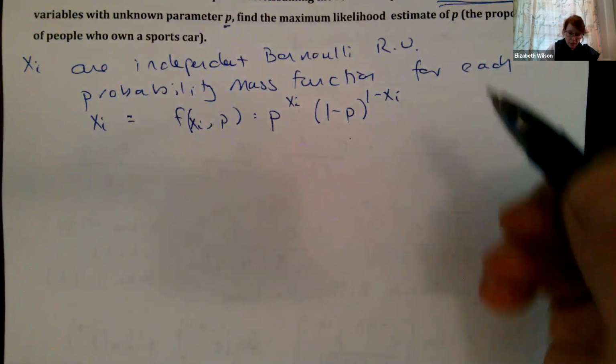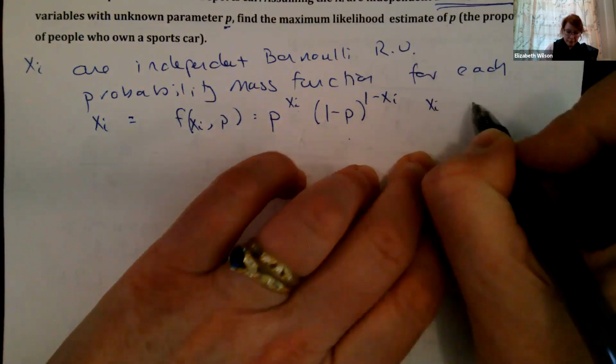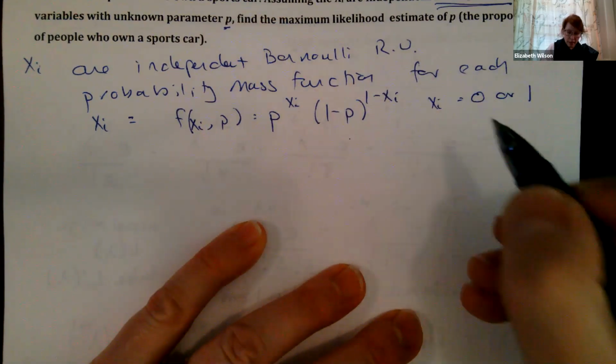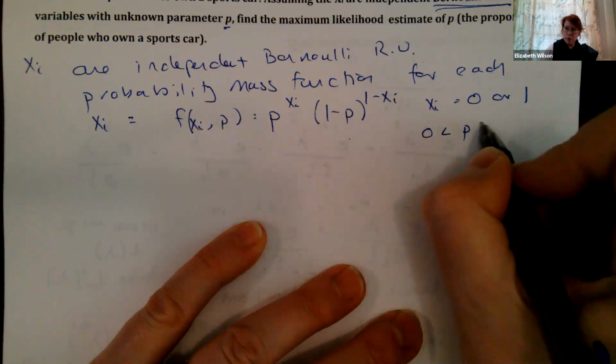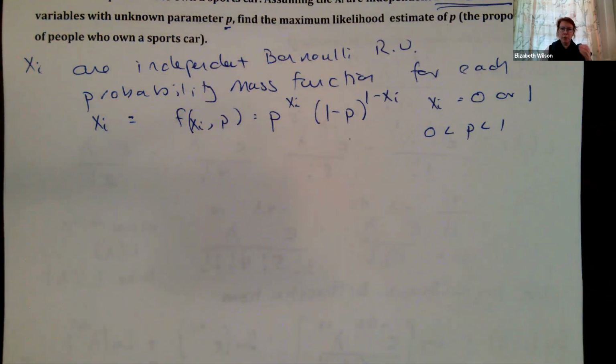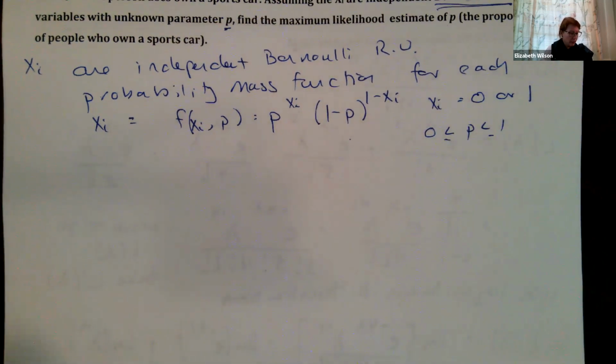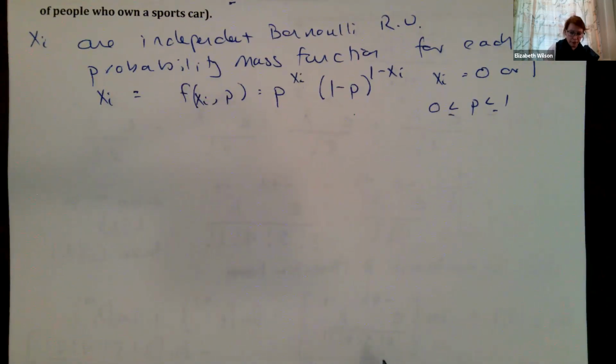Okay, let's just write that down. So x sub i is either a 0 or a 1, and our probability is between 0 and 1. Always remember, your probabilities are between 0 and 1, and I could make this inclusive here. Right, so let's talk about our likelihood function.